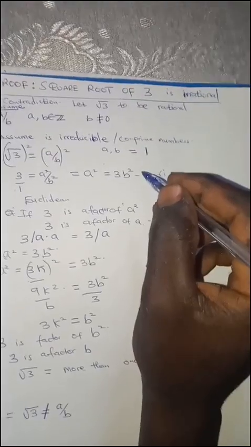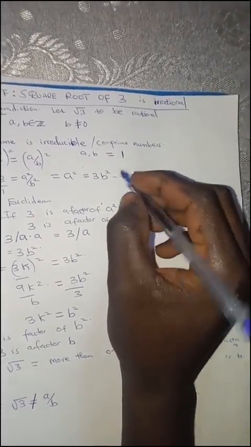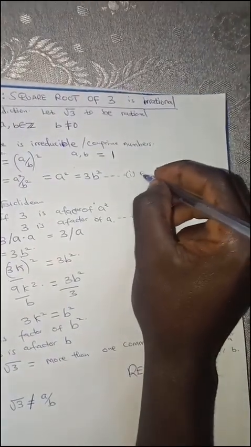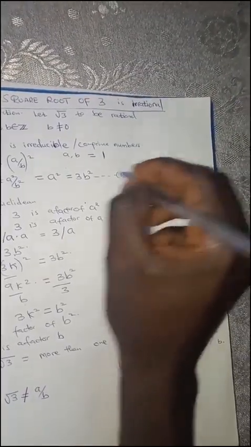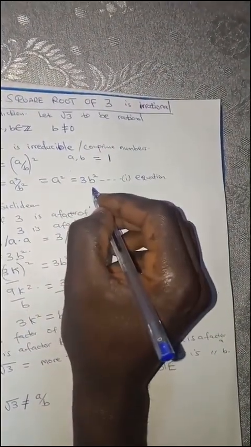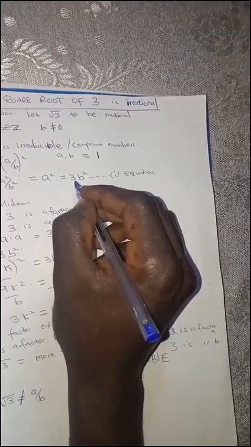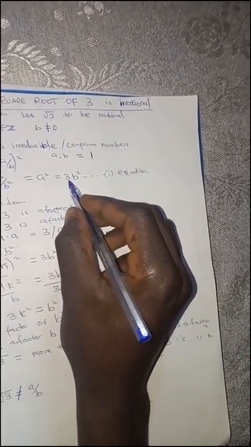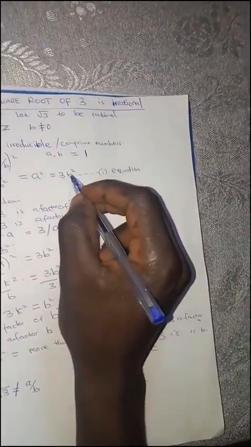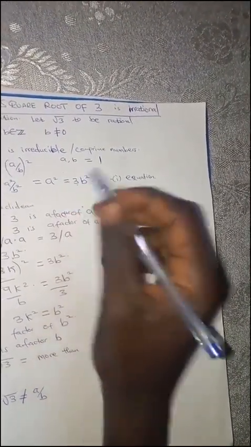Therefore, please note, just a recap. Please note that in this equation 1, a squared equals 3b squared means that 3 is a factor of a squared, because 3 multiplied by an integer b squared will give us a squared.